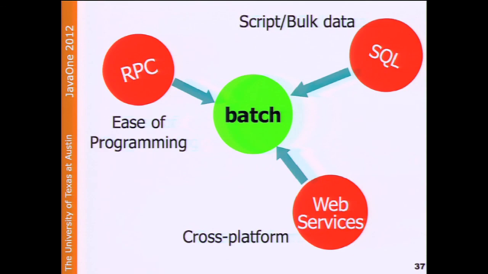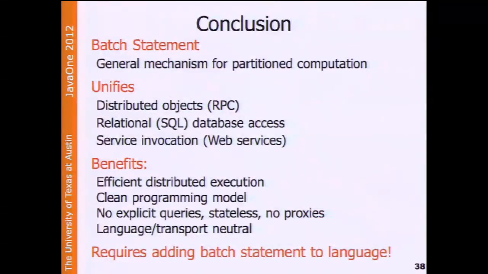Okay, so the idea here is we take the best things out of these three guys. Web services are cross-platform, right? But they're really ugly. RPC is kind of beautiful. You just directly call your methods. And SQL has this whole bulk transfer thing going on, which is really cool, but it's hard to interface with your regular language. And you just unify those three things into one new construct called batches. If anybody has a better name for this, I'd be happy to find a better name. But anyway, it's actually a very general statement for dealing with remoteness.